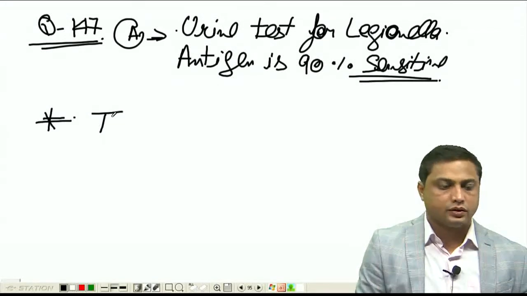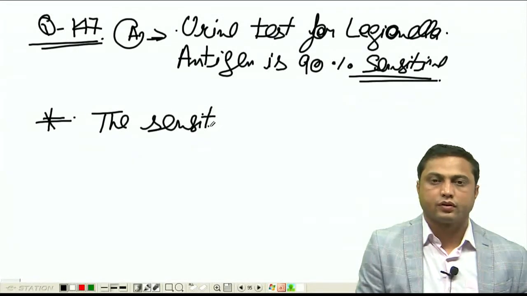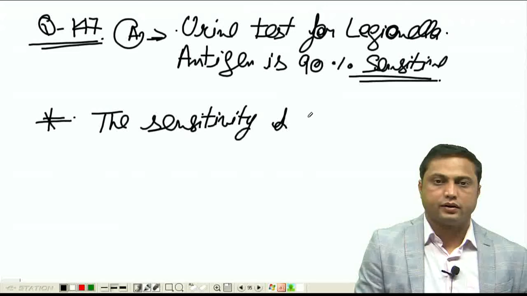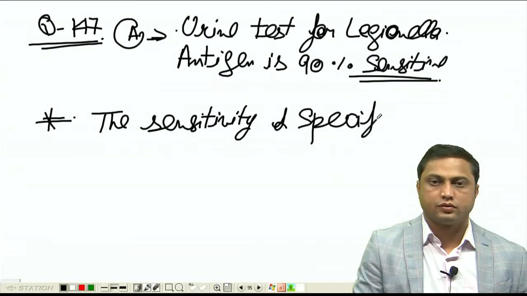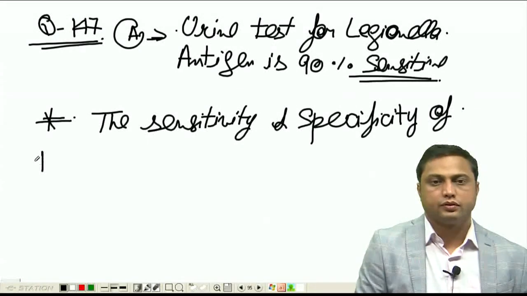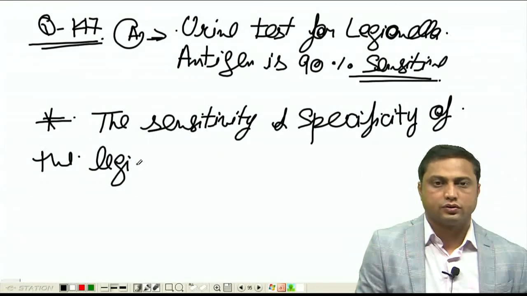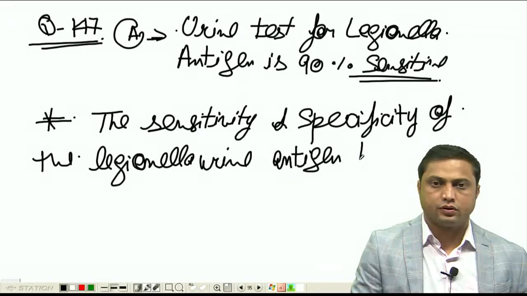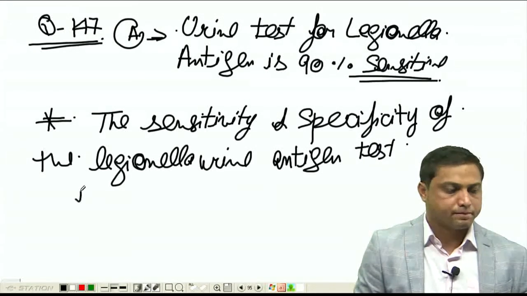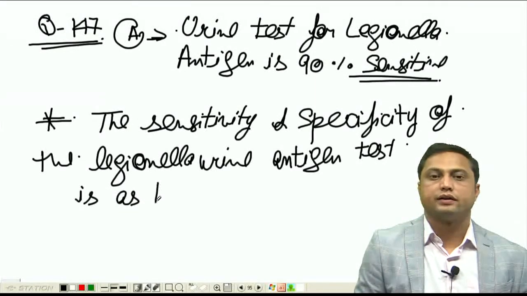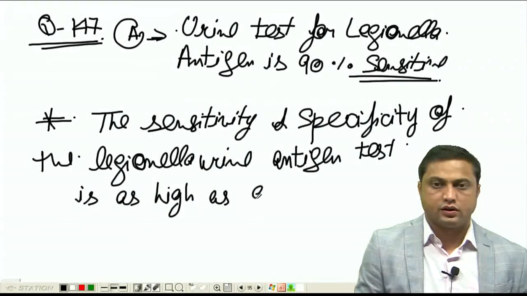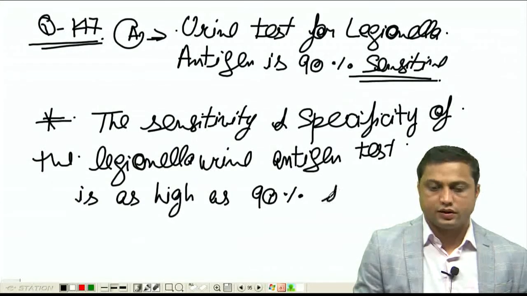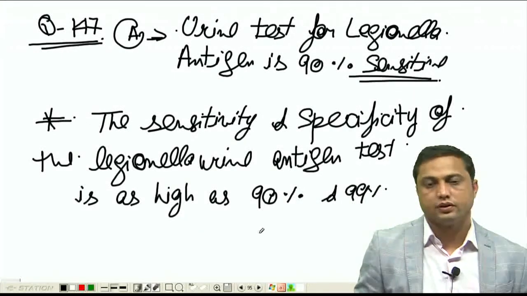Star mark. The sensitivity and specificity of the Legionella urine antigen test is as high as 90% and 99% specificity respectively.